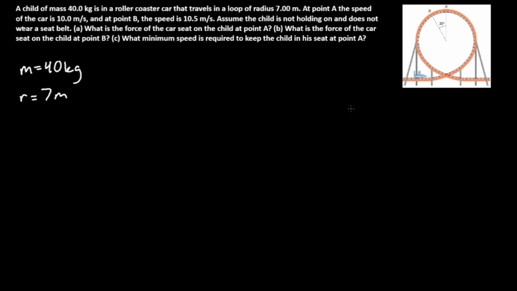At point A, the speed of the car is 10 meters per second. At the very top, the speed of the car is 10 meters per second. And at point B, the speed is 10.5. So the cart actually accelerated as you went downward. Assume the child is not holding on and does not wear a seatbelt. Okay, very bad practice. Where are the parents? But that doesn't matter. They're not my kid. What is the force of your car seat on the child at point A?